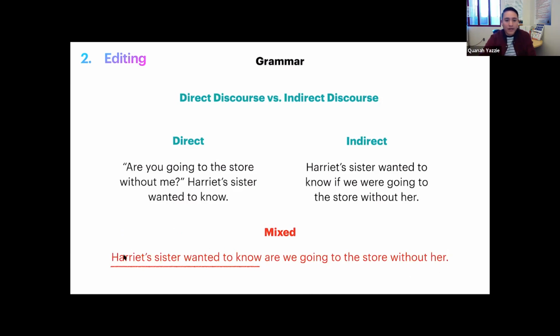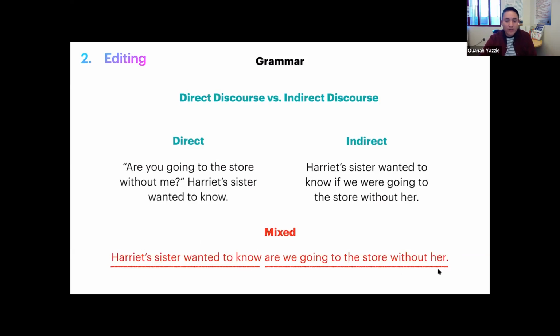This is an indirect, right? This is an indirect discourse here. But then on the right here, "are we going to the store without her?" This is actually a quote that she's saying here. So it's sort of like we're using both indirect and direct quoting here. So we're sort of mixing and matching.